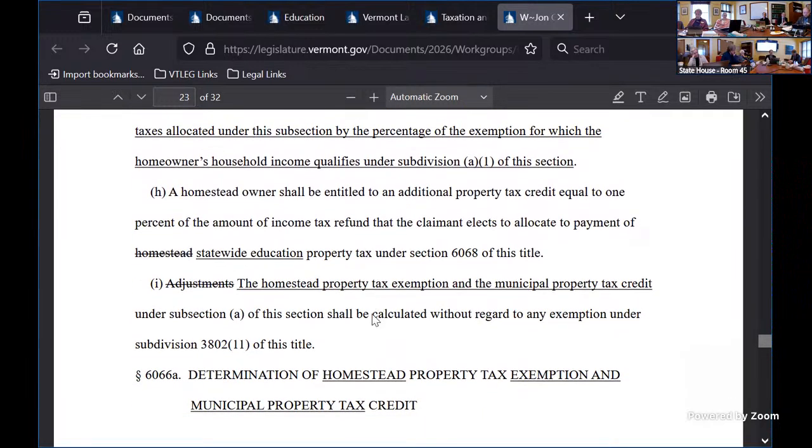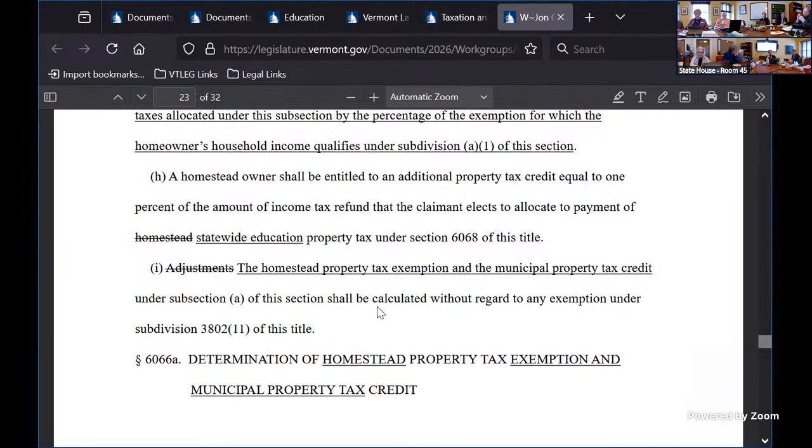This subdivision I, again, conforming changes here, just to call out what this is doing. The calculation of these exemptions is calculated ignoring particular provisions. This is consistent with existing law. I believe that the exemption under 380211 that you see here is related to veterans, and it's an exemption on like 10K of a household for veterans and widowers and the like. But this is consistent with existing law. This is a conforming change. That's what that is doing.